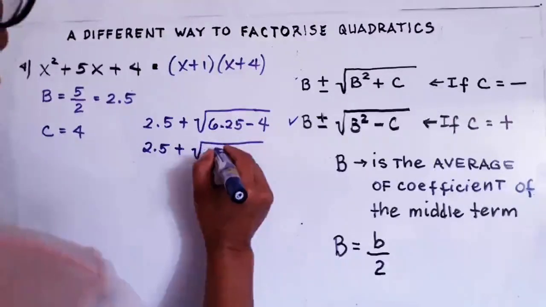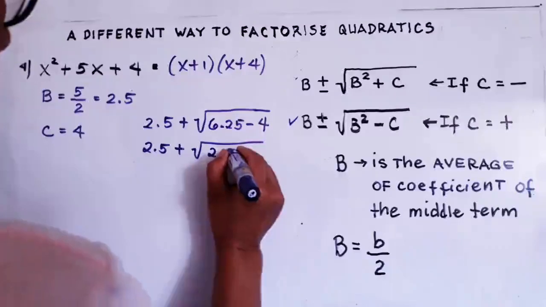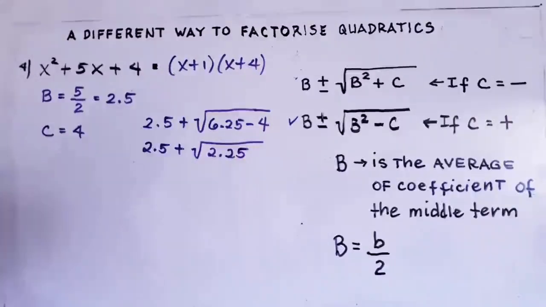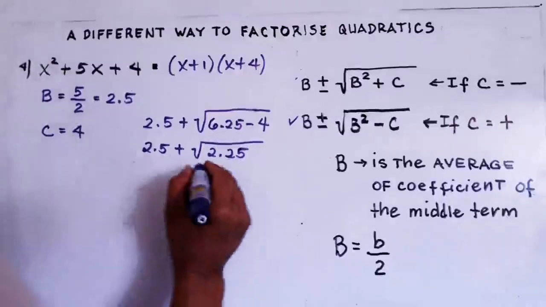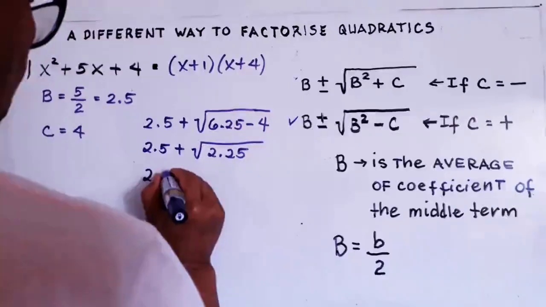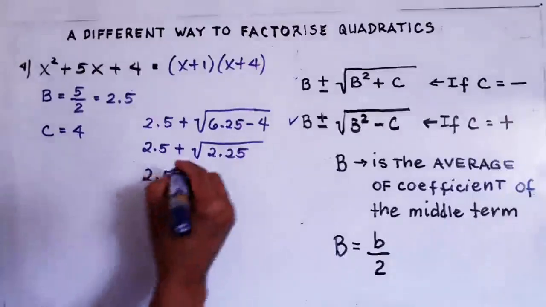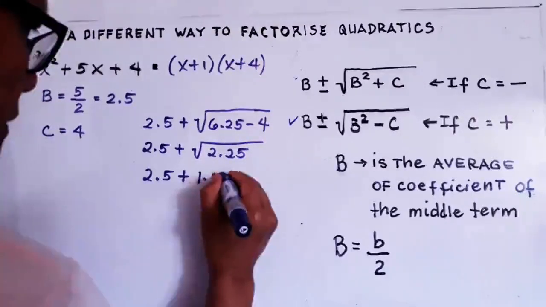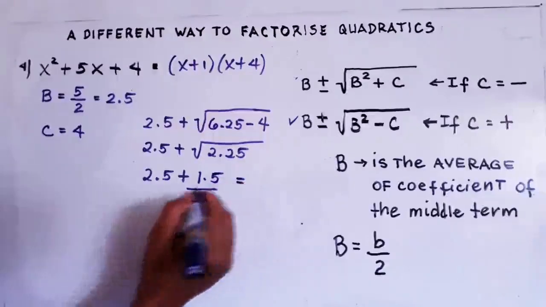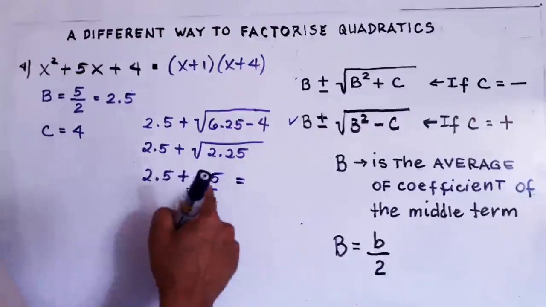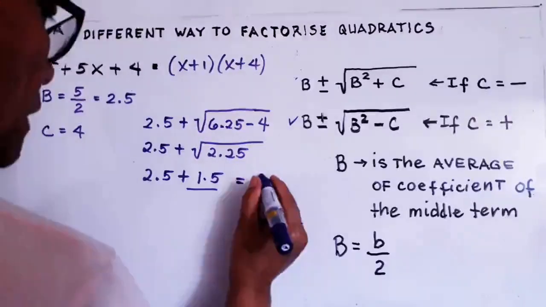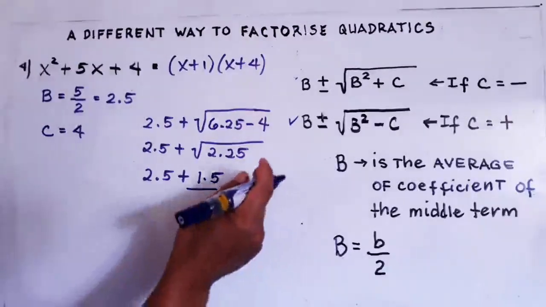Minus 4 is 2.25. What is the square root of 2.25? The square root of 2.25 is 1.5. So we need this one later. When we add that one, 2.5 plus 1.5 will give us 4.0, or simply 4.